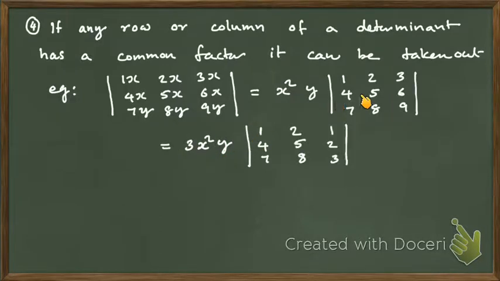Since I am taking it out of the column, I write them column wise: 1, 4, 7 and 2, 5, 8. Those two columns remain the same, and I brought the common factor out of the third column, so 3, 6, 9 become 1, 2, 3. So that's how you take common factors out of a determinant. But remember, in a matrix, you couldn't have done that. In a matrix, you can bring a common factor out only if it is common with every single element.